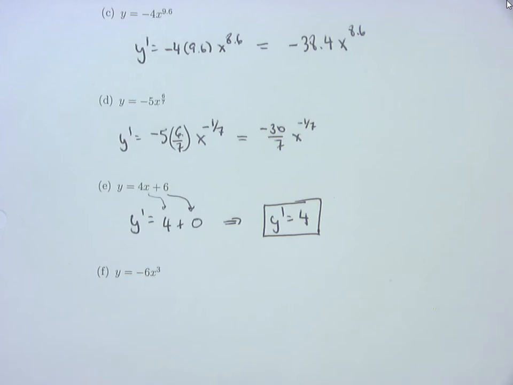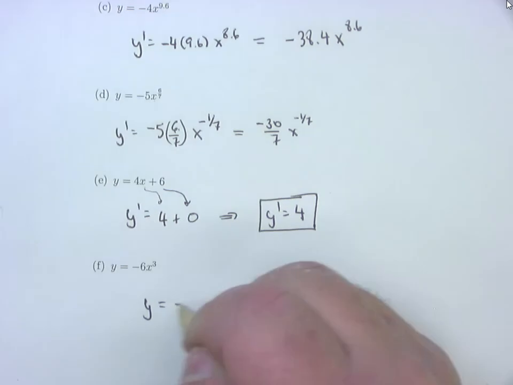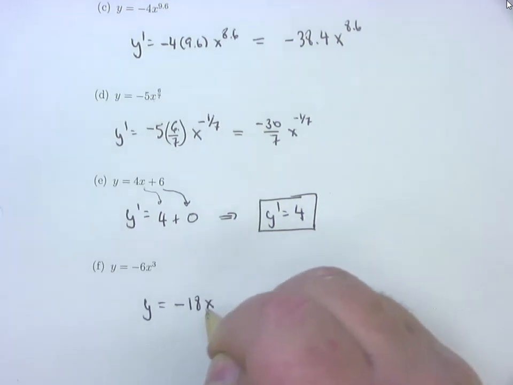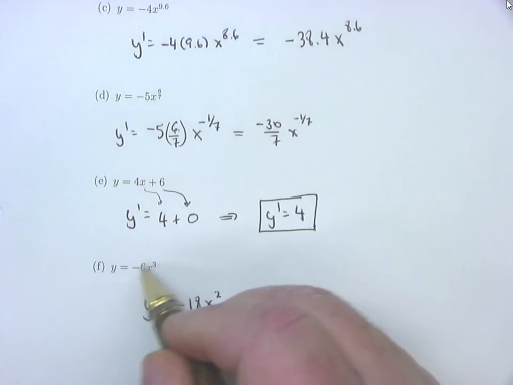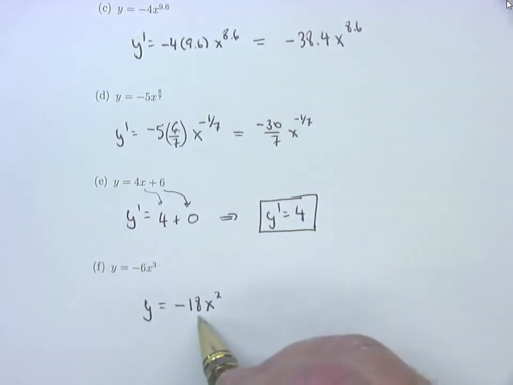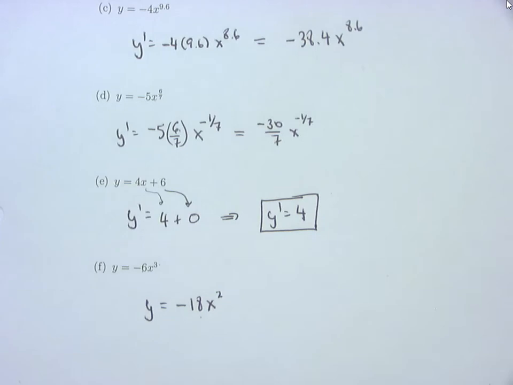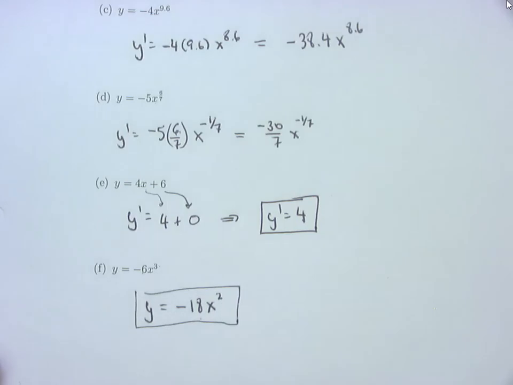Sum or difference, take the derivative of each one and just add or subtract them. Okay? And the last but not least, y equals -6x cubed. What's the derivative of this? Do it in your head. Tell me what the answer is. -18x to the 2nd power. The 3 times the -6 is where the -18 came from. x, subtract 1. 3 minus 1 is 2. -18x squared. Does that make sense?